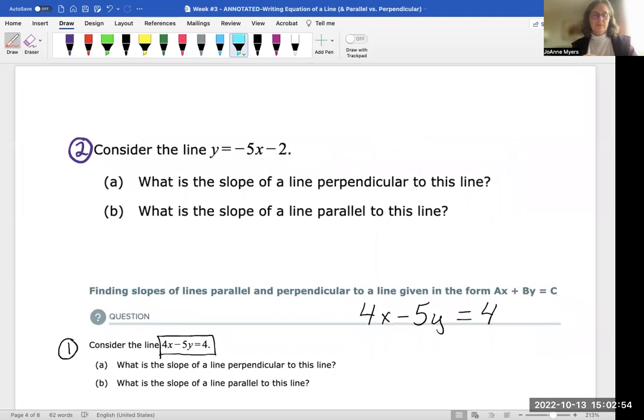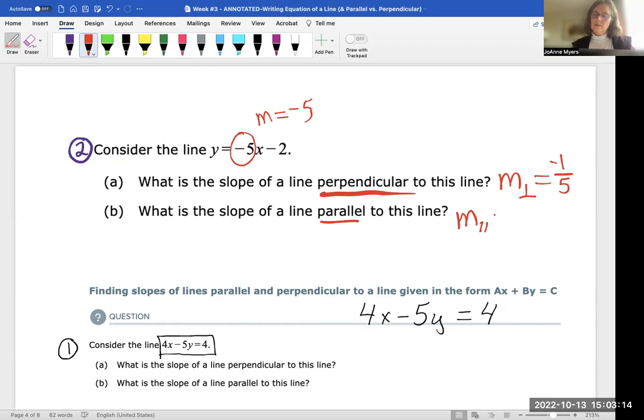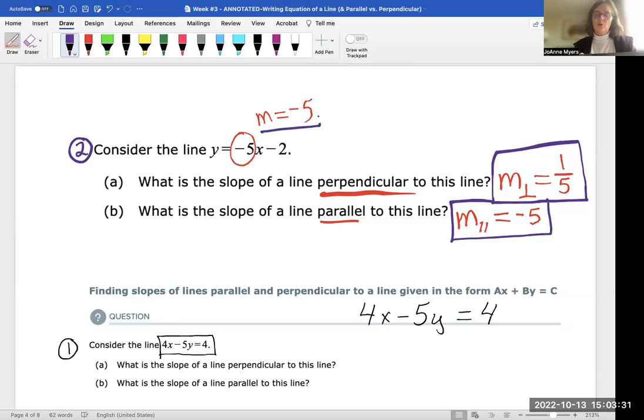All right. Slope of a line perpendicular, okay? This line has slope -5. So the slope perpendicular is going to be the reciprocal, and change the sign. Parallel to this, the slope parallel to that one will be exactly the same, -5. So perpendicular will be +1/5. Parallel will be -5 because our original slope was -5.